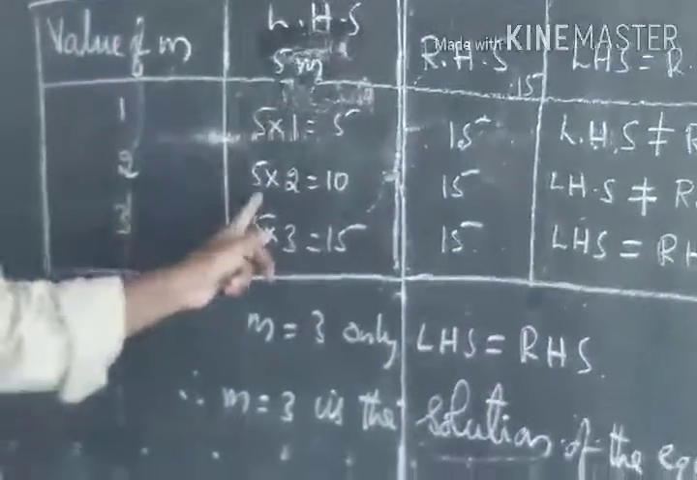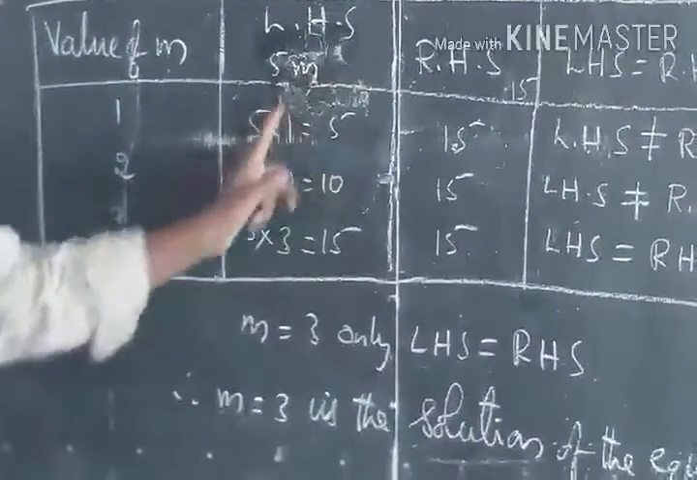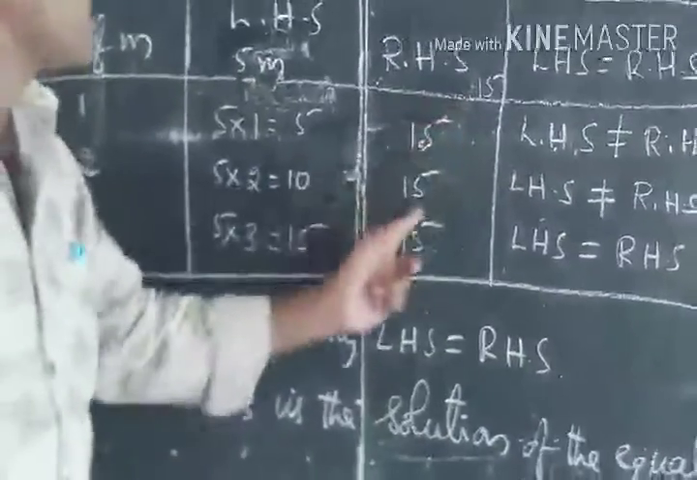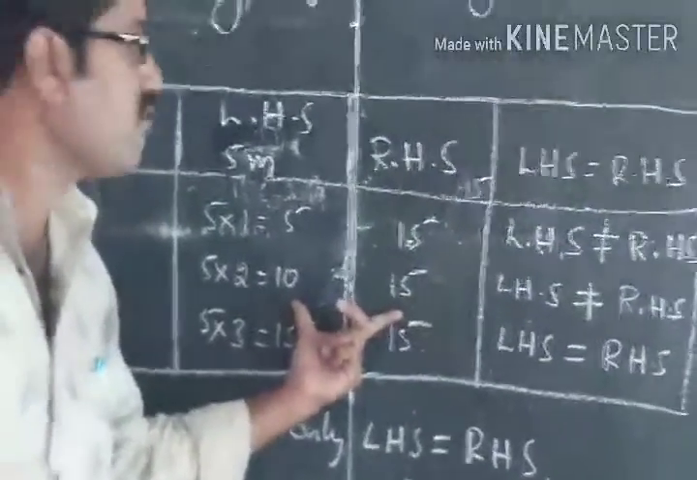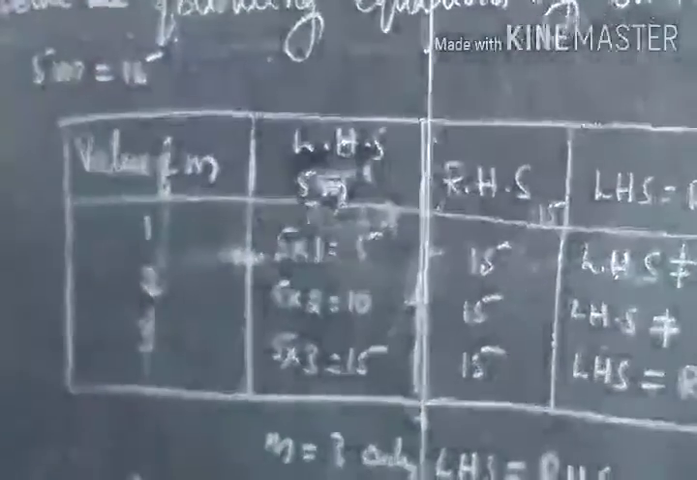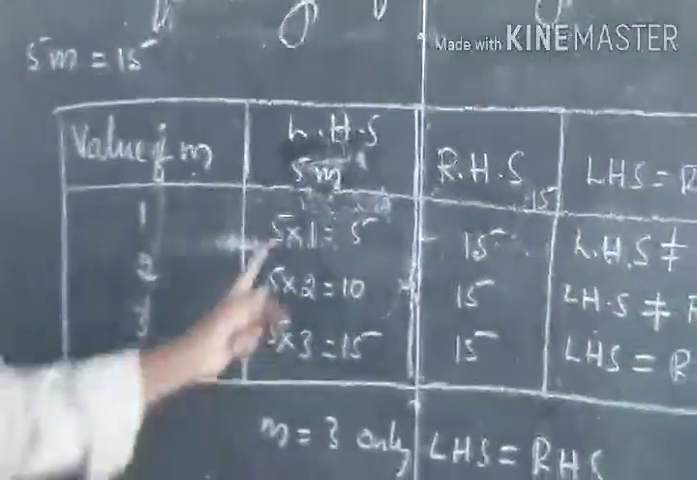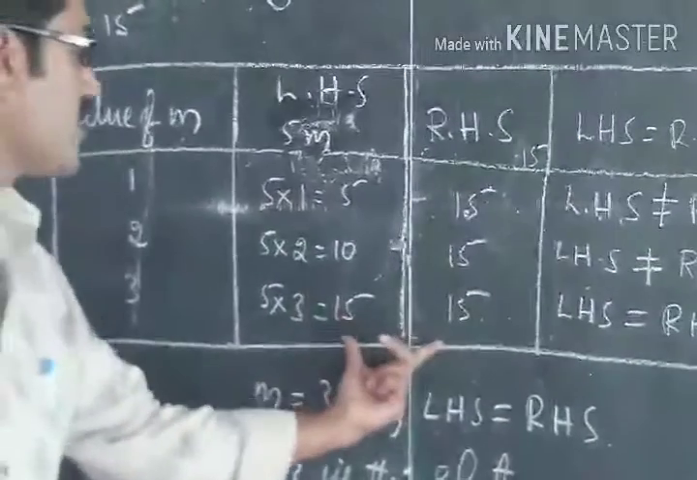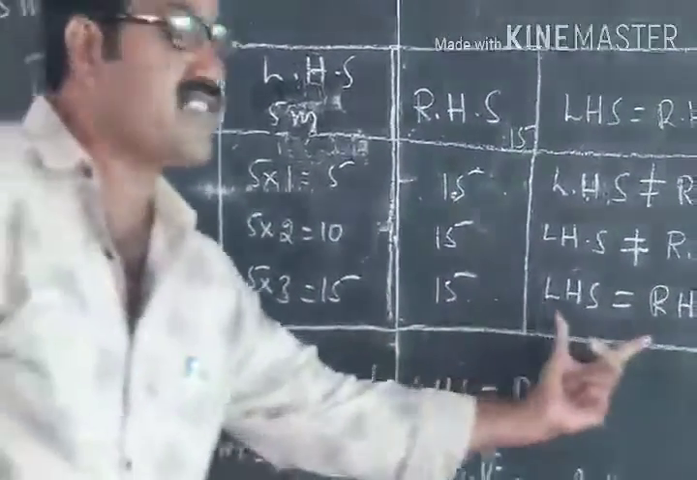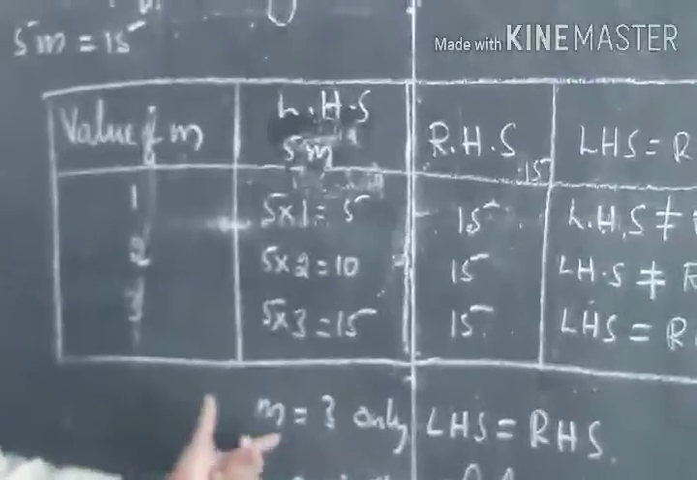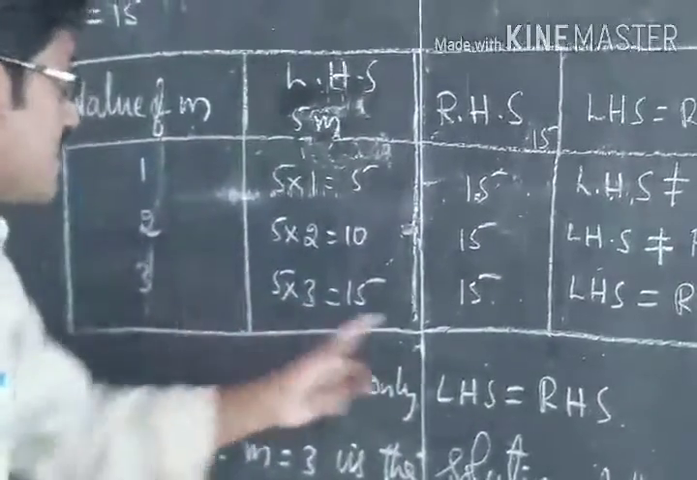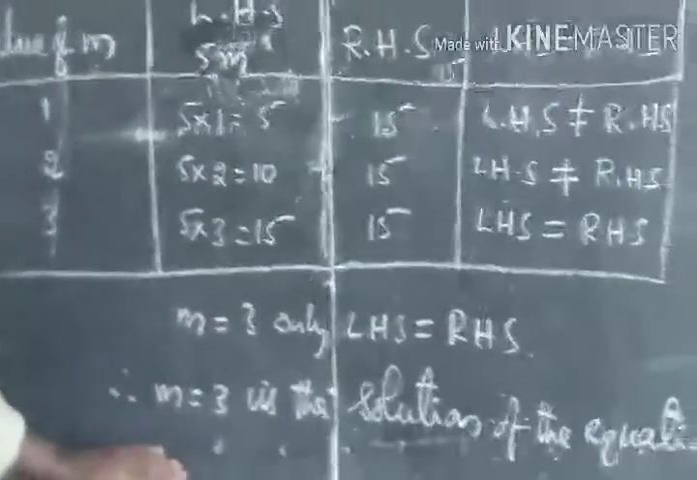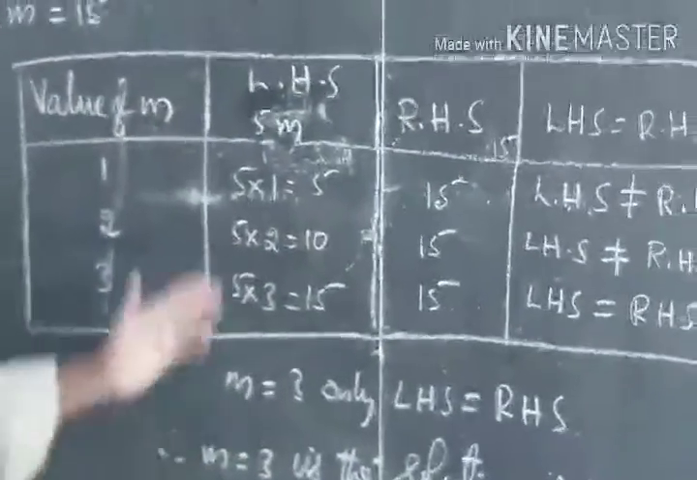Take m is equal to 2. 5m is 5 into 2, which is 10. RHS is 15. Both sides are not equal. Now take m is equal to 3. In place of m, 3: 5 into 3 is equal to 15. Both sides, 15 is equal to 15. LHS is equal to RHS. So m is equal to 3 only. Therefore, m is equal to 3 is the solution of the equation. Understood, children? Copy down in CW.